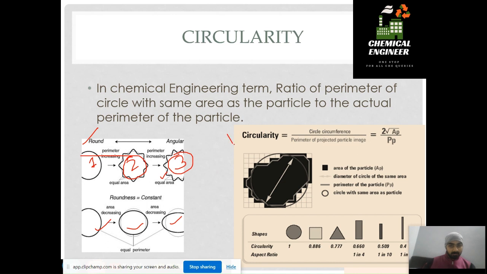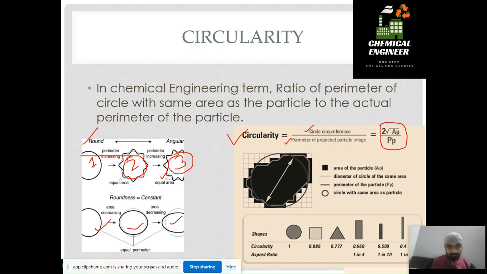This is the formula of circularity, please note it down. That is circle circumference divided by perimeter of projected particle image, which is equal to 2 times root of area of particle, divided by perimeter of particle. So let us see an example.